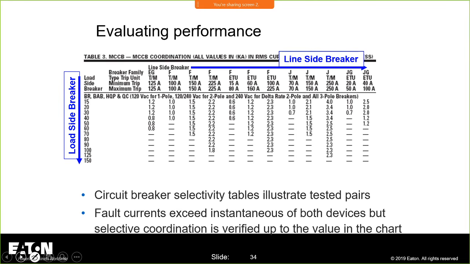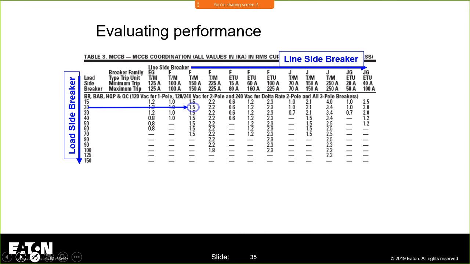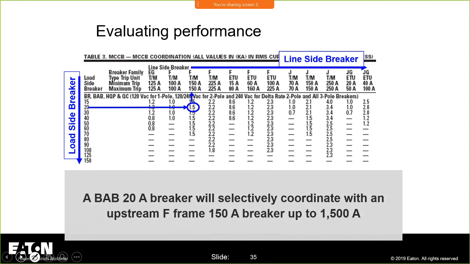Down the left-hand side is your load side breaker. In this case, I have a BAB20 downstream of an F-150, and I know, based upon testing, because our tables are put together by testing pairs of circuit breakers. I test an F-150 upstream of a 20 amp BAB, and I keep putting in current until they both open. And I know that point is actually around 1500 amps.